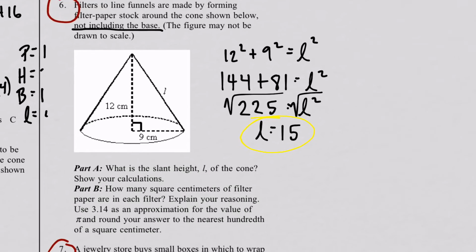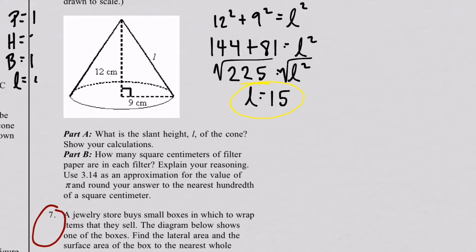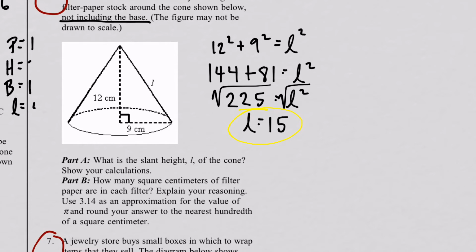Part B, how many square centimeters of filter paper are in each filter? Explain your reasoning. Use 3.14 as an approximation for the value of pi, and round your answer to the nearest hundredth of a square centimeter. Okay, so how many square centimeters? That means surface area. So we're trying to find the surface area now.